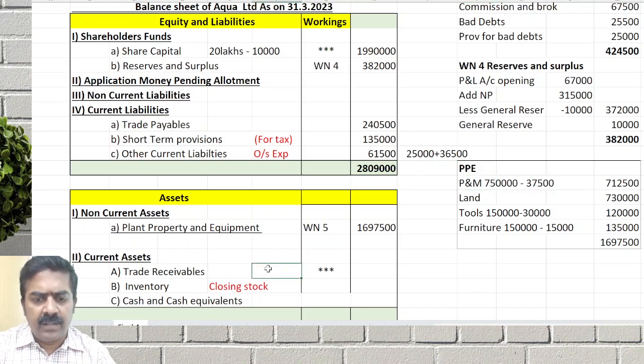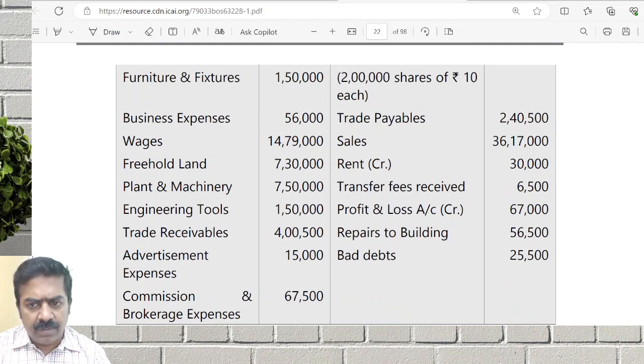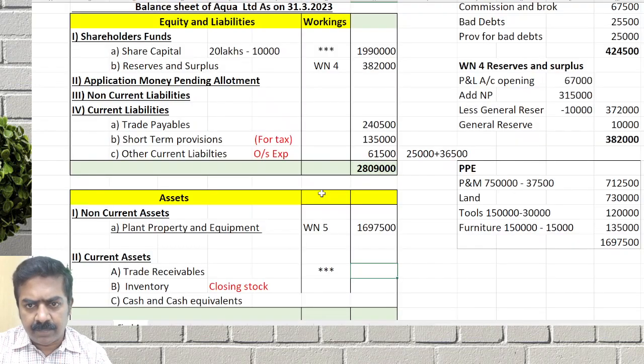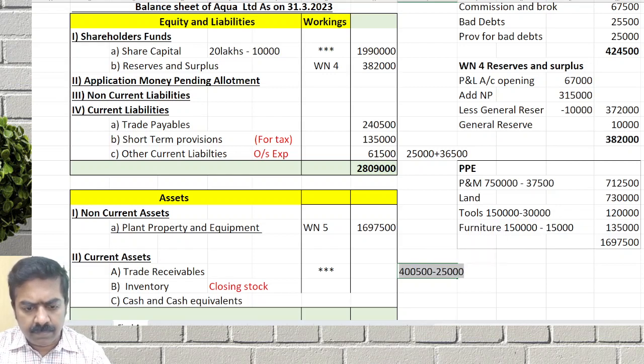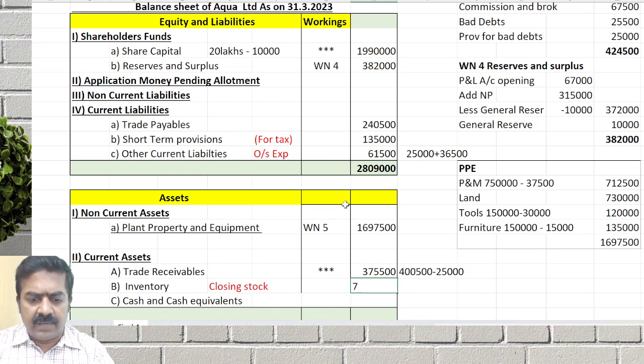Trade receivable less bad debts. What is the trade receivable given in the question? 4,00,500 minus. Closing stock. What was the closing stock given? 7,05,000 closing stock. Then cash and cash equivalents, cash and bank balances, 20,000 plus.